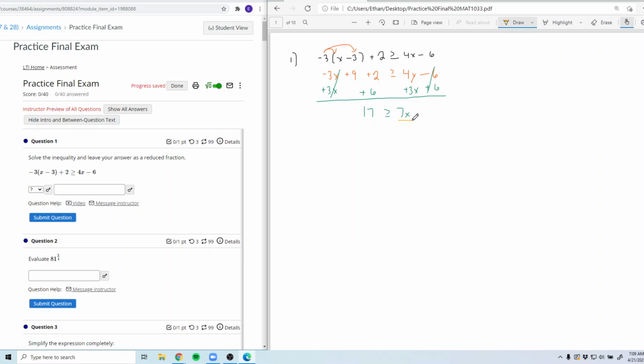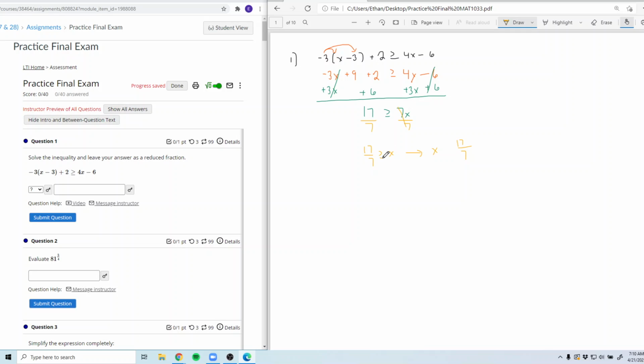Now we want to divide by 7 to get x by itself. When we do that, we have 17 over 7 is greater than or equal to x. We have solved because we do have x by itself. The only issue is reading this sometimes can be a little confusing, so go ahead and just put the x on the left and the 17 over 7 on the right.